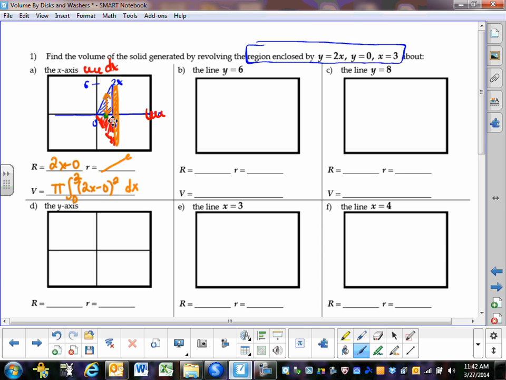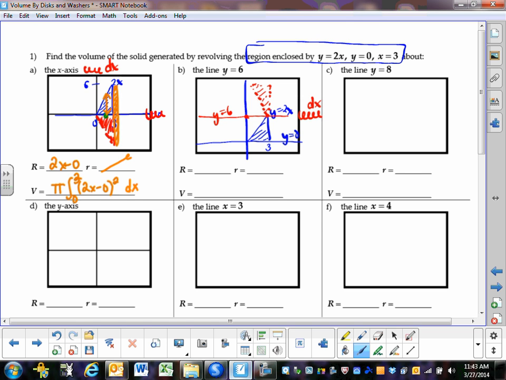Okay, now if we take the same bounded shape, so we're still starting with this shape, x is 3, y equals 2x, y equals 0. And we spin around a different axis of rotation, for example, y equals 6, we are still spinning horizontally, so this is still going to be a dx problem, but our reflection is going to give us an entirely different shape with a completely different volume.